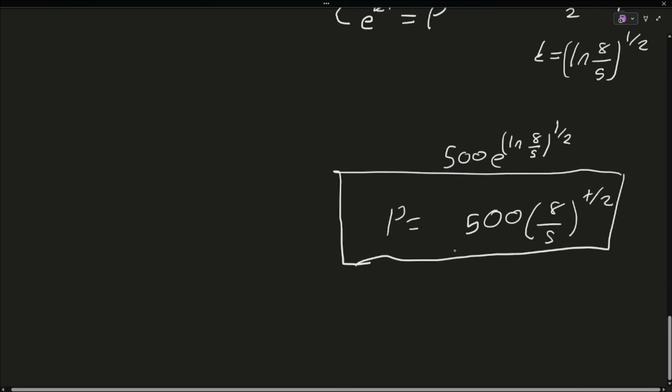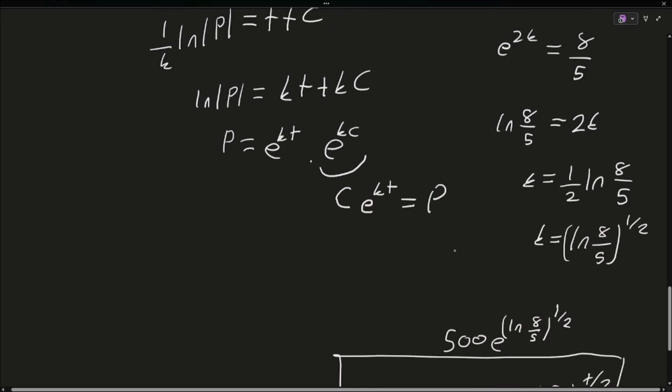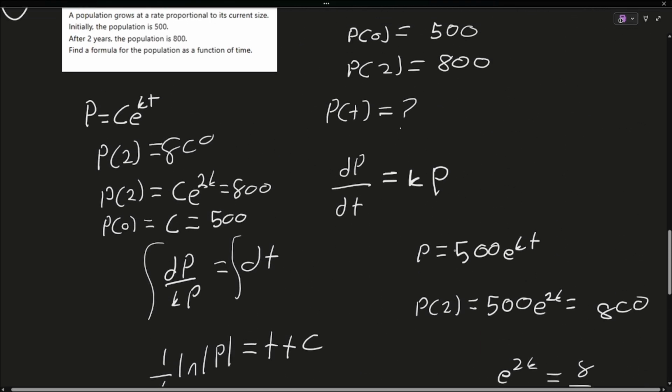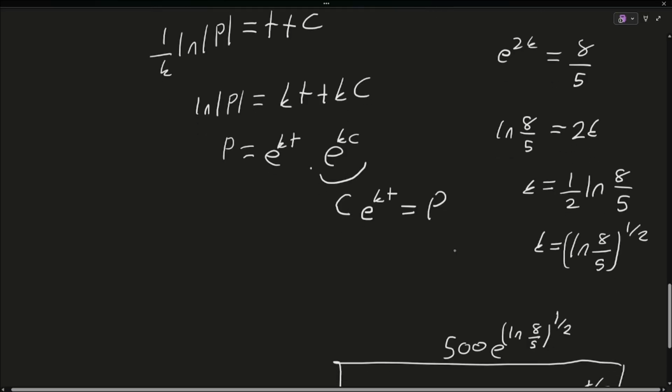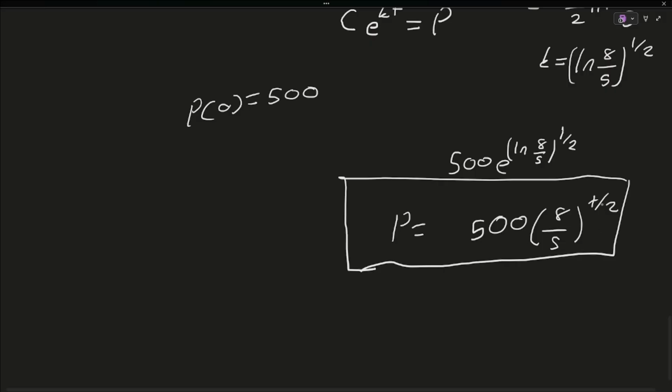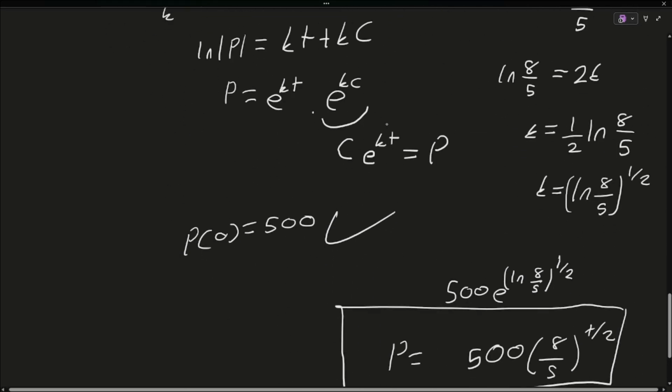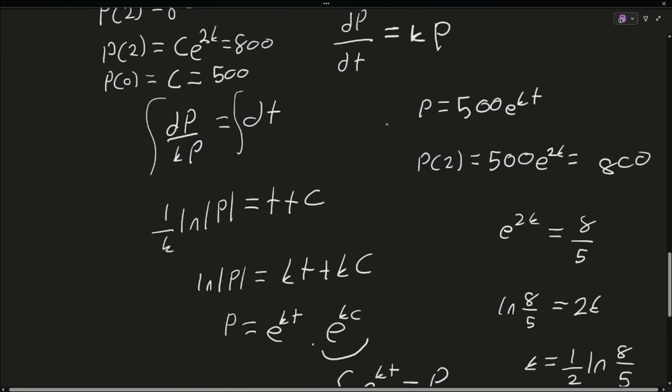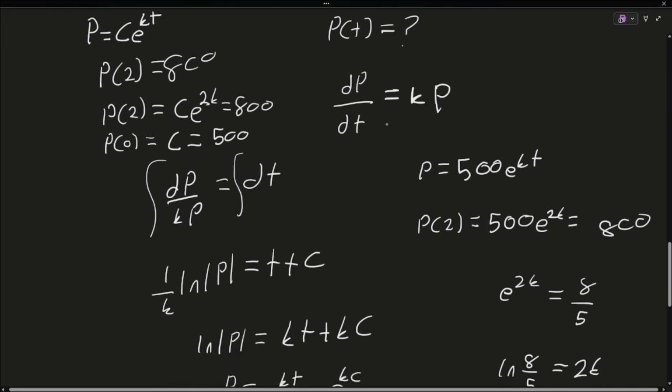And if you're not sure whether you're doing it right or wrong, what you can do is check p of 0 equals 500, right? So just plug 0 to t. If we have 0 on the exponent, obviously that's 1, so our p will be 500. So it does satisfy this initial condition. Now what is our second initial condition? P of 2 equals 800.